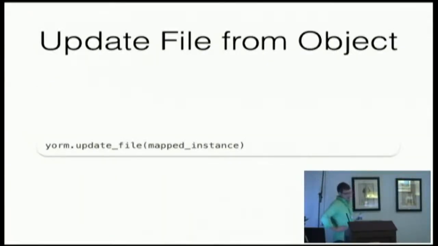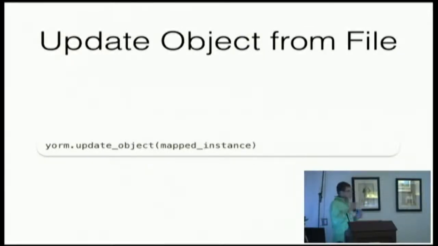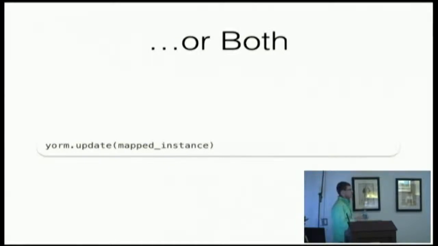If automatic synchronization is enabled, this is happening all the time. But if you manually want to update the mapped file, you can just call yorm.update_file. Or you can do the reverse. If automatic synchronization is enabled, the objects will automatically be updated if there's files changed. Or you can call update_object, and it will fetch from the file. There's also a helper function that just does both of these things and applies updates in either direction as needed.